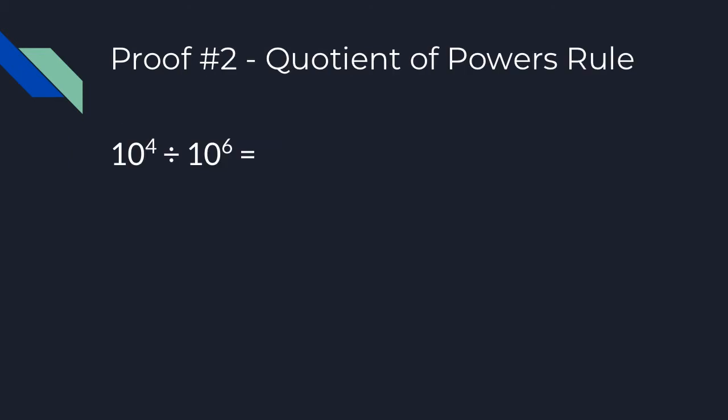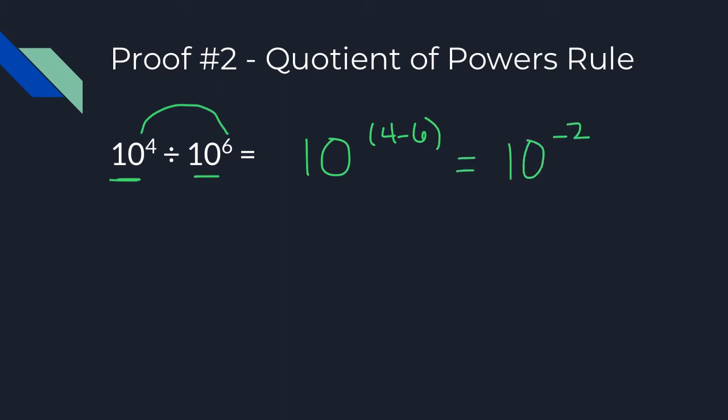All right, let's look at negative exponents from a quotient of powers rule. On this one, if you remember, I have the same base, I keep it, and I subtract my exponents. So that would be 10 to the negative 2, according to the quotient of powers rule.